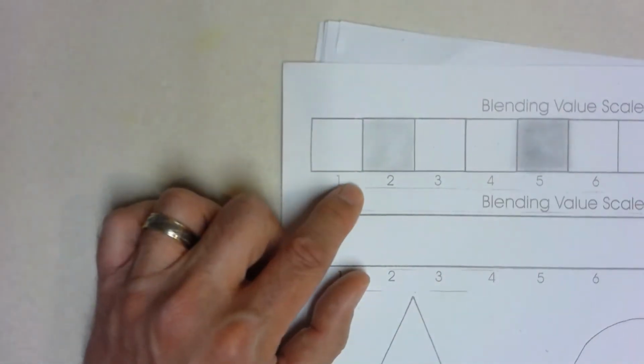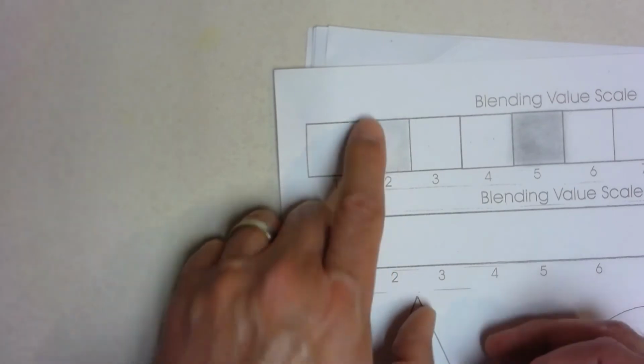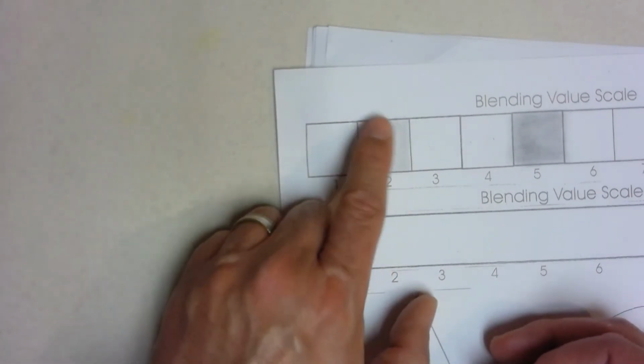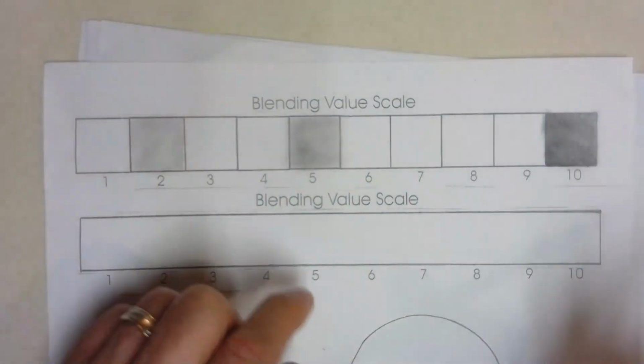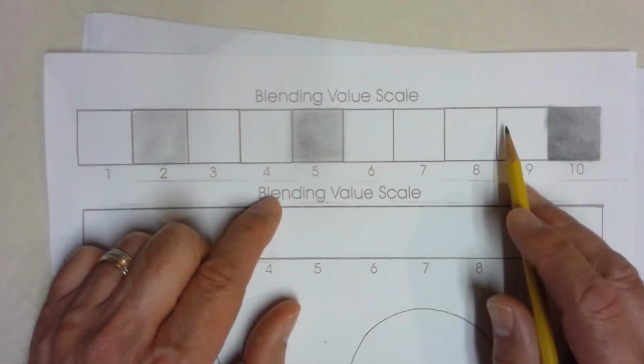Okay. And that's not bad, that's like a 20% gray. But if that's too dark, we could always erase it, and we could come back later and blend it. Up here, we want to create some darker values by using more pressure.